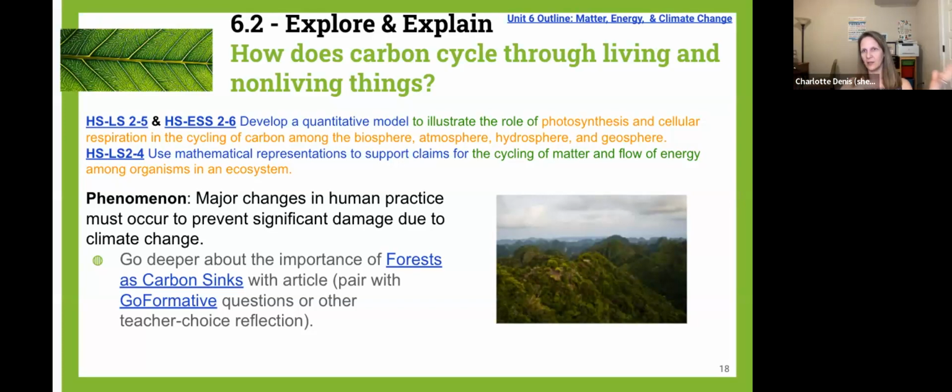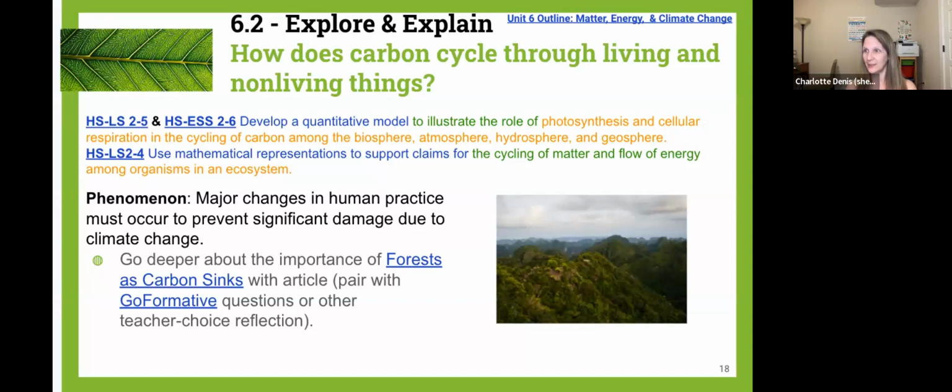But what it doesn't do is give the details about how living things contribute to the carbon cycle, except for the fact that humans are burning fossil fuels and deforesting at relatively high rates. And so we do have an article that's incorporated for students to get to the idea that forests actually serve as carbon sinks, and that's a good thing.